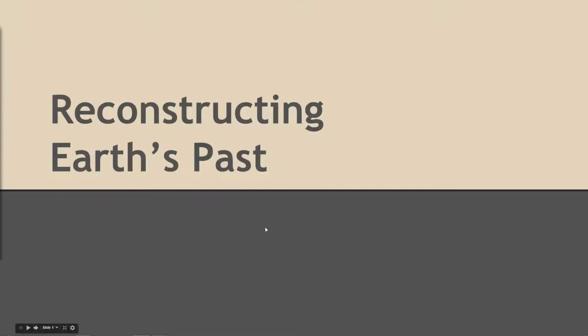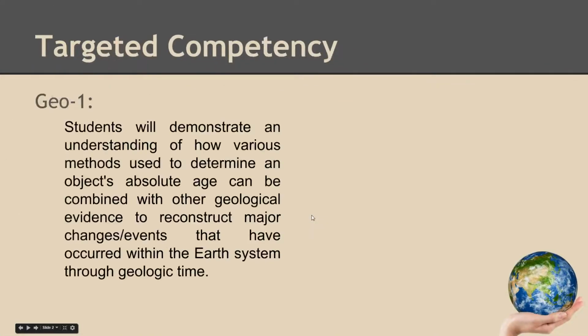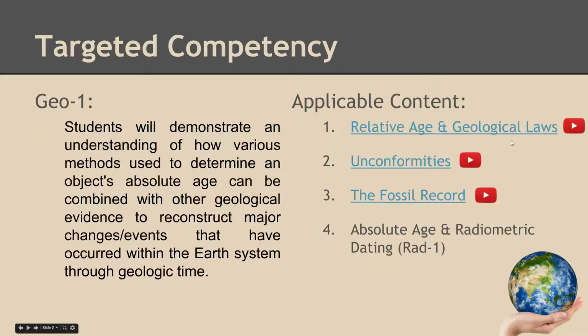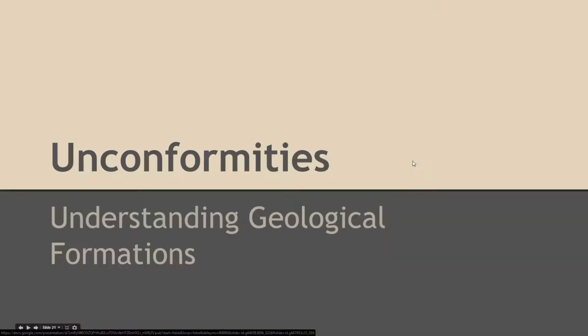Continuing on with our theme of how rocks can be used to reconstruct and look at what's happened in Earth's past. We finished last time looking at our basic geological principles and concepts of relative age and superposition and those types of laws. Now we're going to jump into what are known as unconformities. They're a little more complex and harder to understand, which is why I'm going to do them separately as their own video.